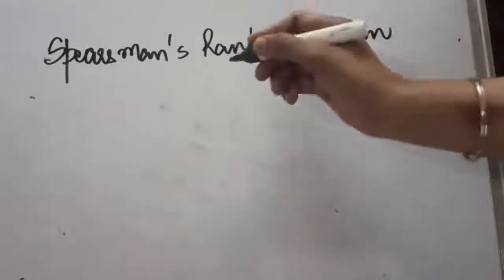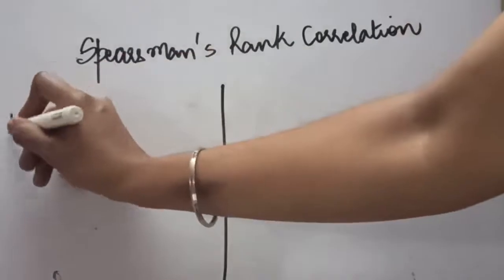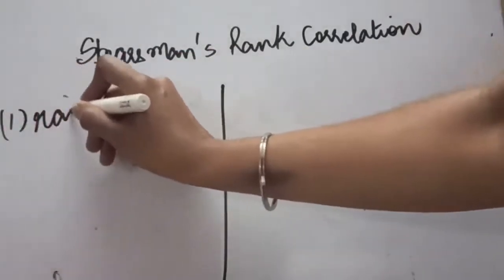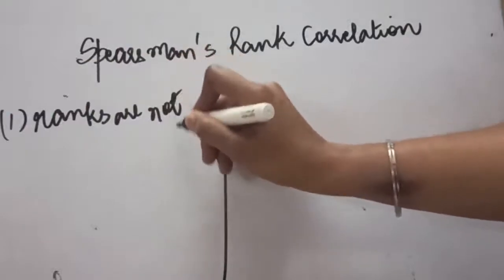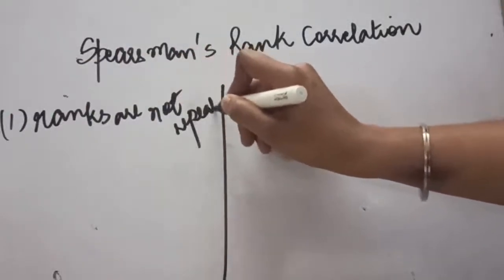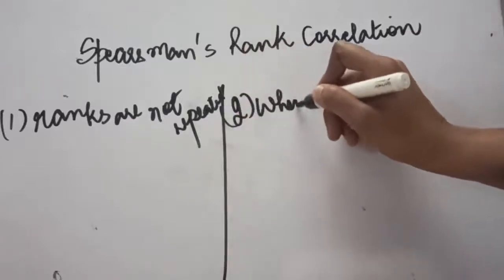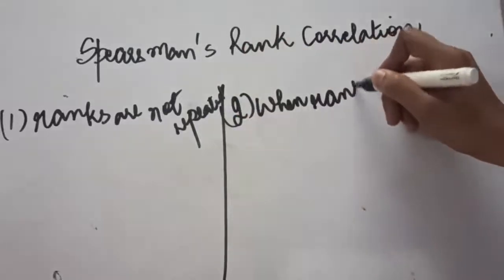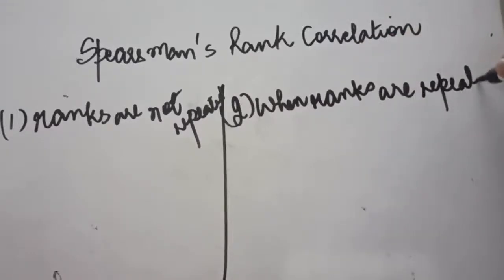So here in Spearman rank correlation we have two formulas. First is when ranks are not repeated. When ranks are not repeated, we will apply a different formula. And second is when ranks are repeated. So when in the question the ranks are repeated, we will apply a different formula. So it depends upon whether the ranks are repeated or not. We will have to check that first.